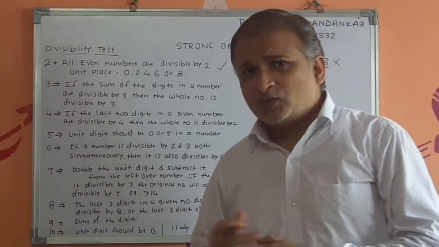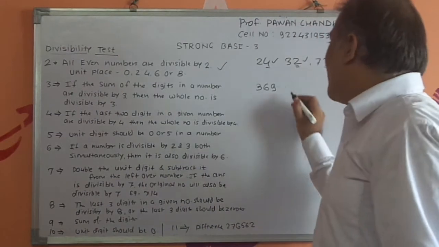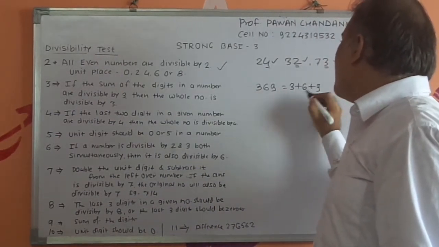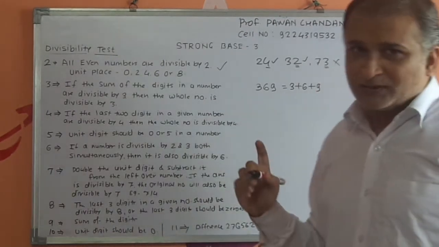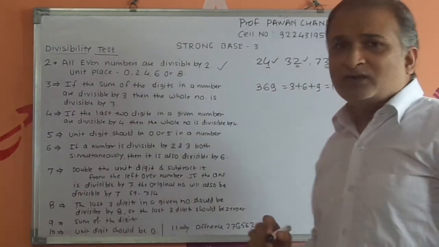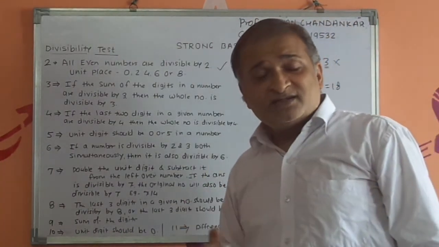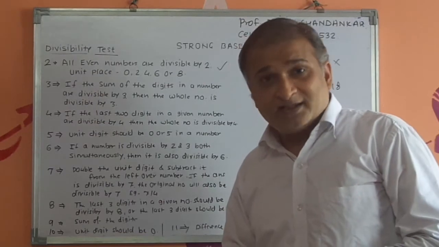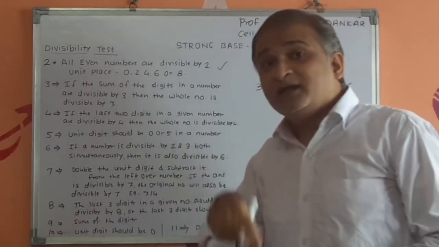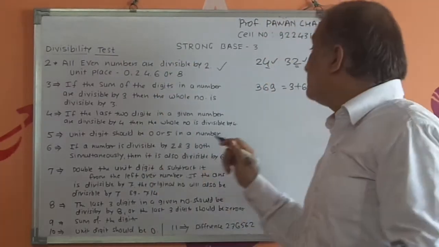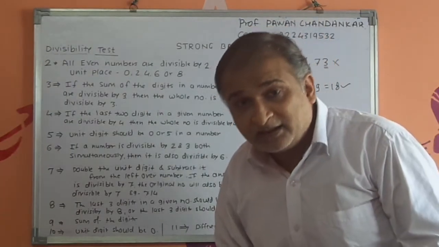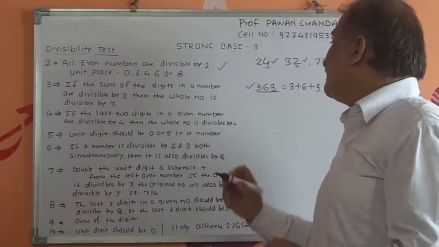For this, kids, what will you do? Yes, we have to add the digits, that is 3 plus 6 plus 9. So 3 plus 6 gives you 9 and 9 plus 9 gives you 18. Right, students? 18, is it divisible by 3? Yes, 18 is divisible by 3. Now, as 18 is divisible by 3, the original number, 369, will be divisible by 3. Very good.